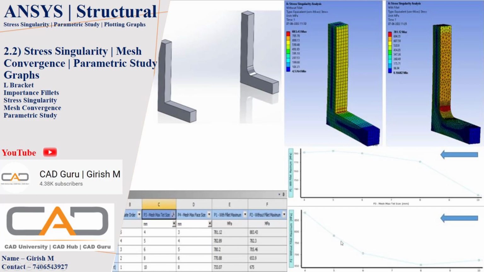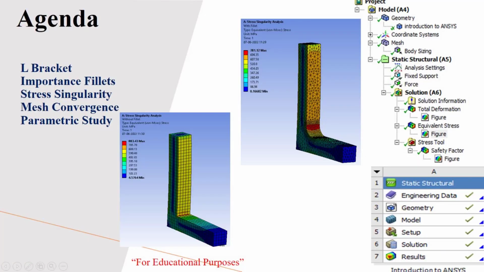So here I'm with a new session on stress singularity. The agenda here is to deal with multiple L brackets. I'm going to take these two brackets into a single workbench and run the analysis with static structural, and we'll cross-check the stress singularity, and we'll let you know how to deal with the stress singularity and all the things we need to do.